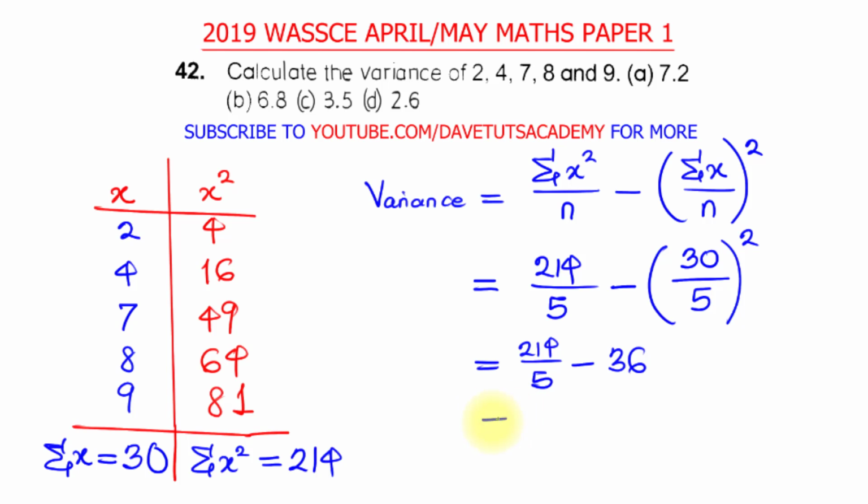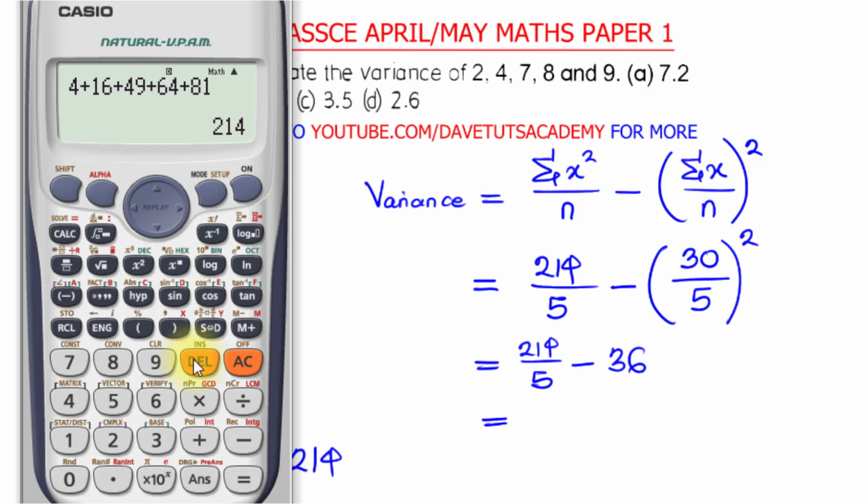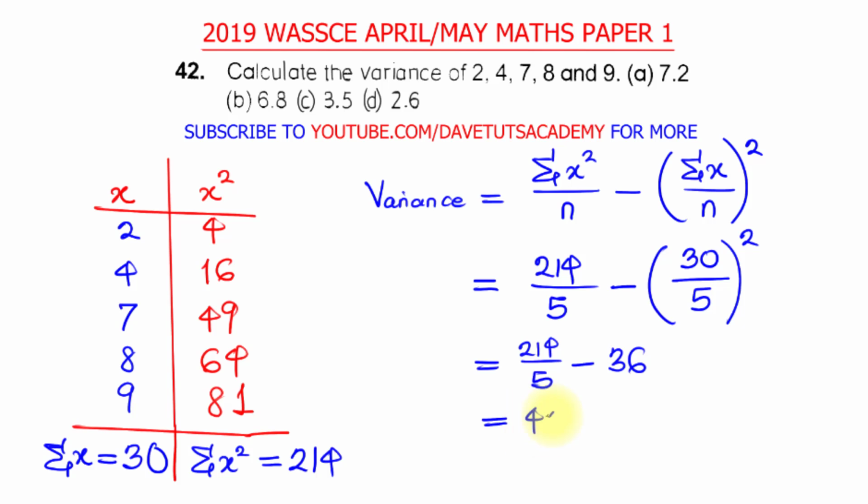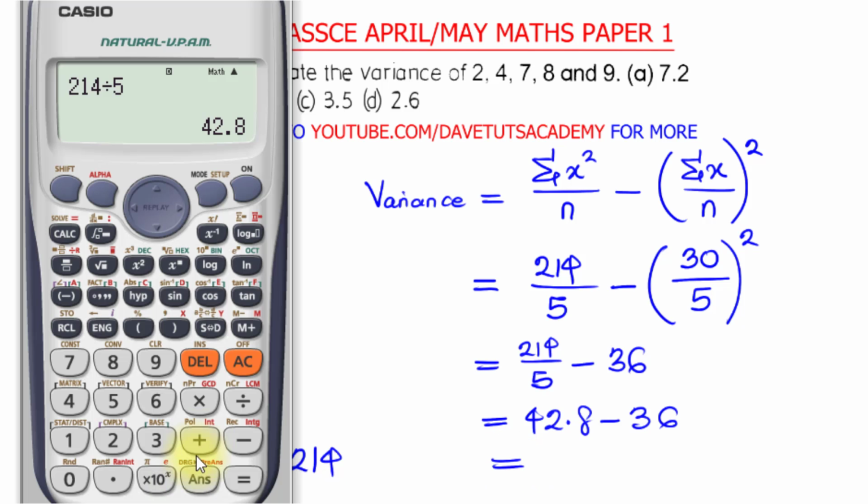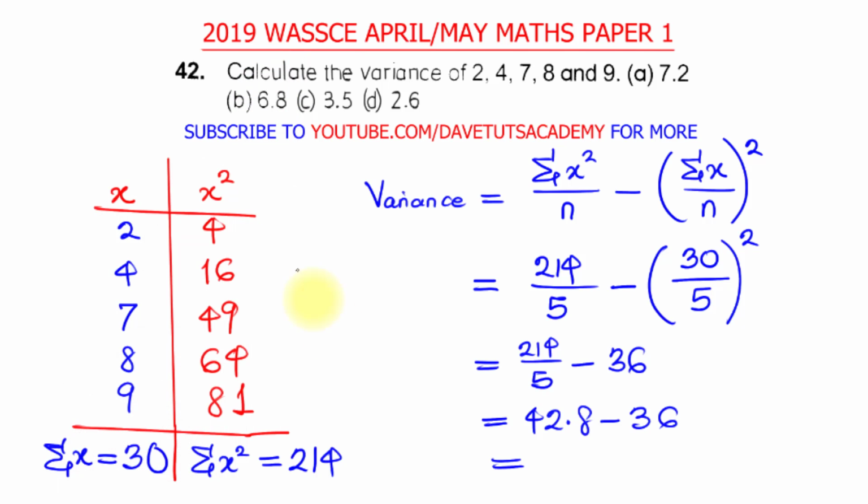So we just need to find this, and our calculator will help us. 214 divided by 5, let's express that in decimal, is 42.8. So we have 42.8 minus 36, and we have to calculate that, that is 6.8. So 6.8 is the variance for this particular set of values, and we can see from the options that option B is giving us 6.8. That is the correct solution to this question.